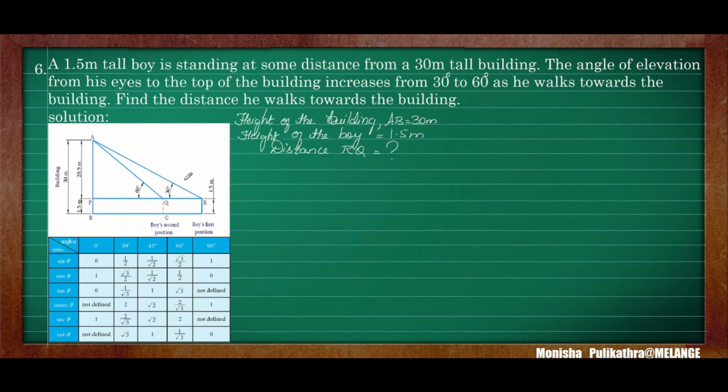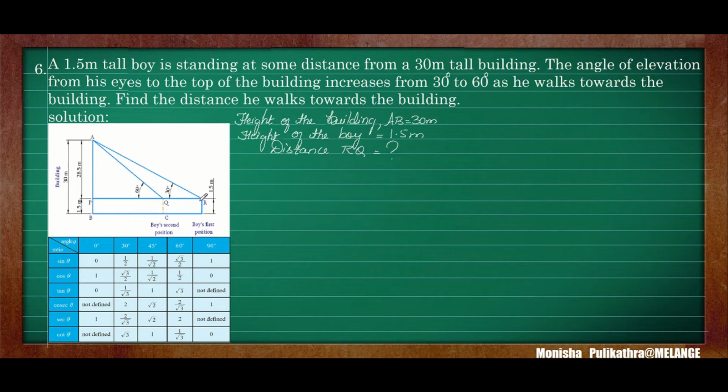Moving on to the sixth question. The sixth question is a 1.5 meter tall boy. You can see here, this is a 1.5 meter tall boy. You have to assume that a boy is standing here at a point R, at some distance from a 30 meter tall building. So here AB is a 30 meter tall building, and a boy is standing at some distance. We don't know the distance PR. So this is the distance where the boy is standing from the 30 meter tall building.